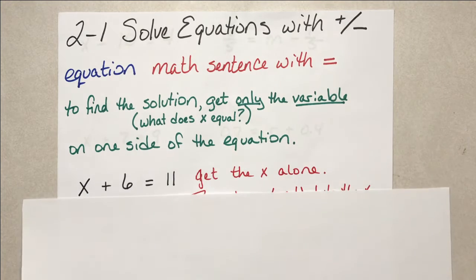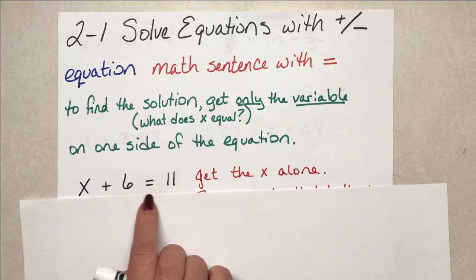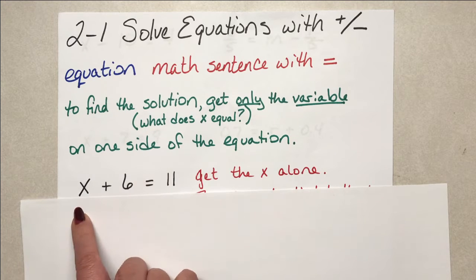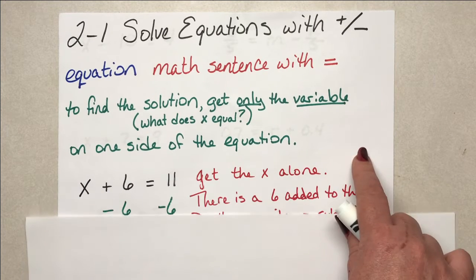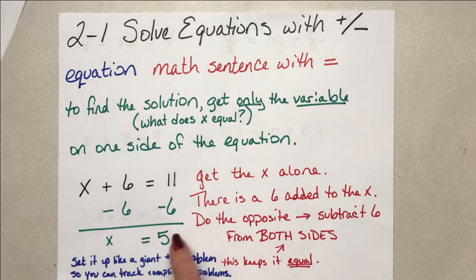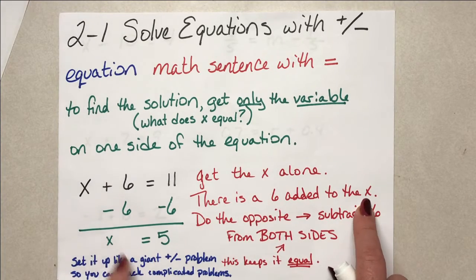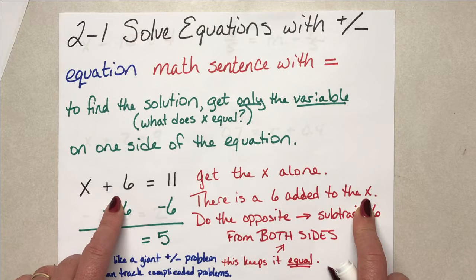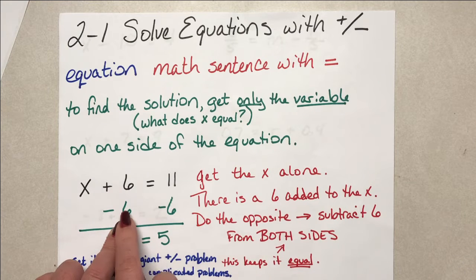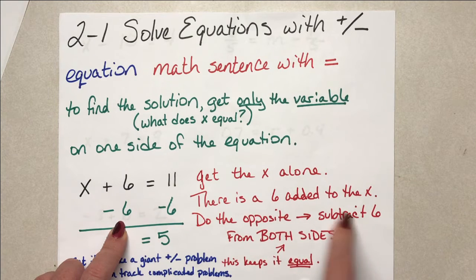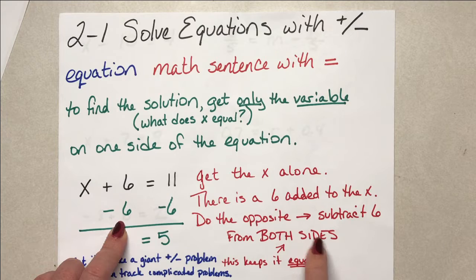For example, we have x plus 6 equals 11. How do I know what x equals? I have to get x by itself on this side of the equal sign. Get the x alone. Now, how do I do that? There's a 6 added to that x. And in order to get rid of this plus 6, I have to do the opposite of this, which is minus 6. But I have to subtract 6 from both sides of the equation.